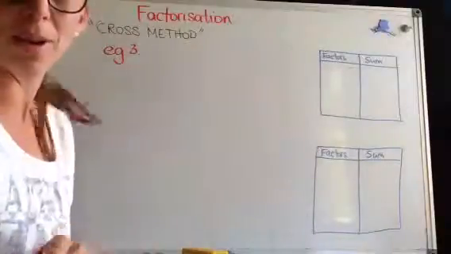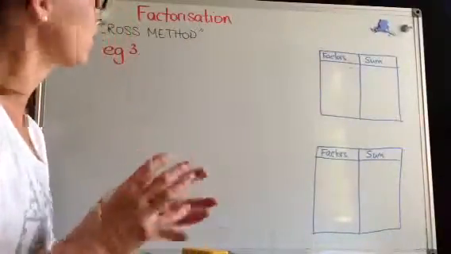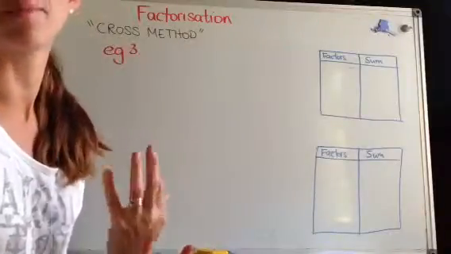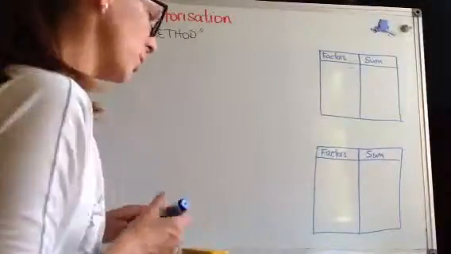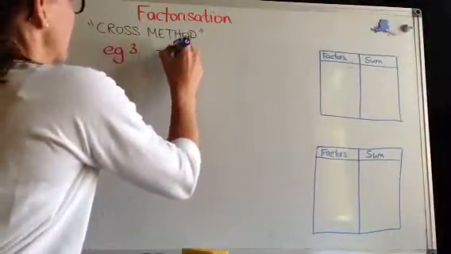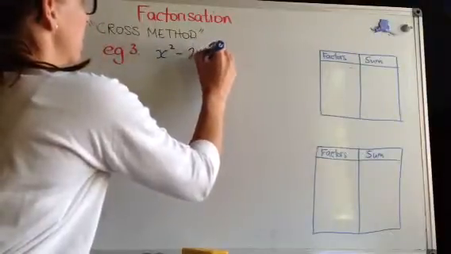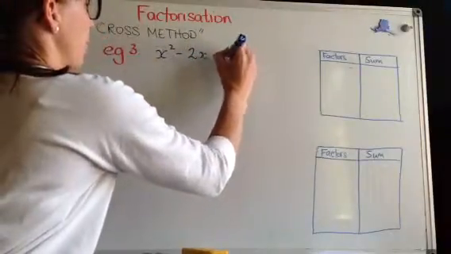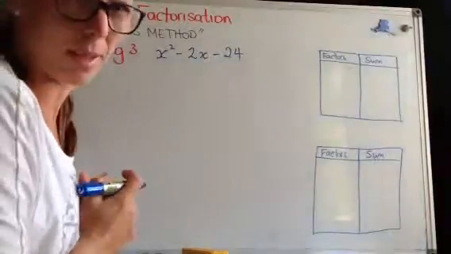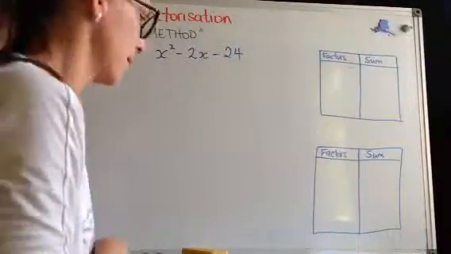Again. So now we're going to have a look at some examples which use the cross method, but they're a little bit more difficult, really, because they include some negative numbers. So we'll start with another example, and we'll go with x squared take 2x take 24. And we're going to factorise that. So we're going to change this trinomial expression into a product of two factors.